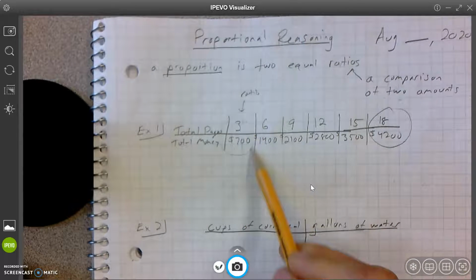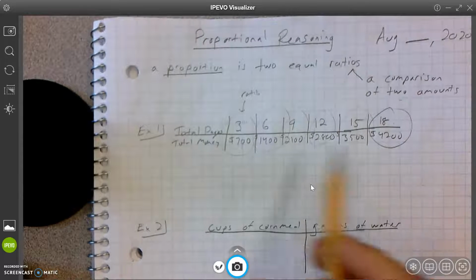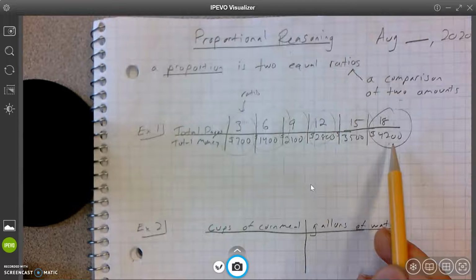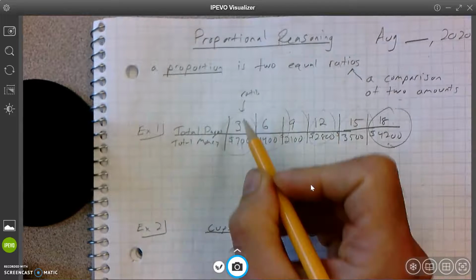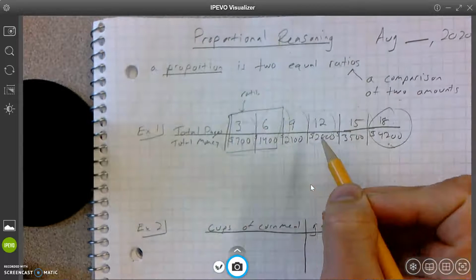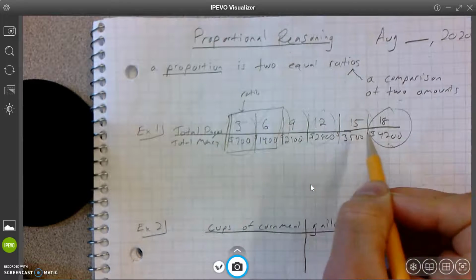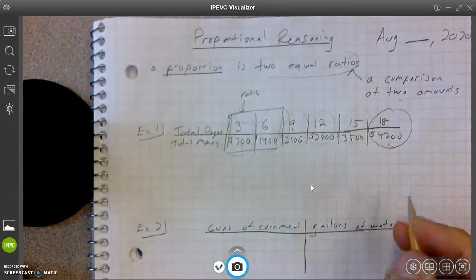So we got all these ratios. We got 6 ratios right here. So which one really matters in answering the question is this one right here. So all these are proportional to each other because they're equal ratios. So this ratio and this ratio are equal, and they're all the same. So they are equal ratios.